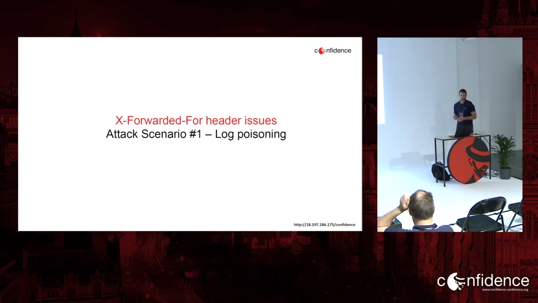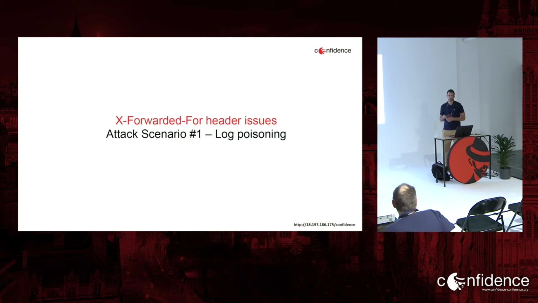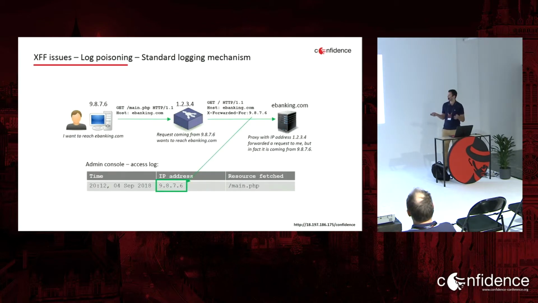Okay, the second header which I would like to discuss today is the X-Forwarded-For header. Again, that's a header which is sent by a web proxy tool to the web server for the web server to understand what the IP address of the client is. So that's the legitimate flow.